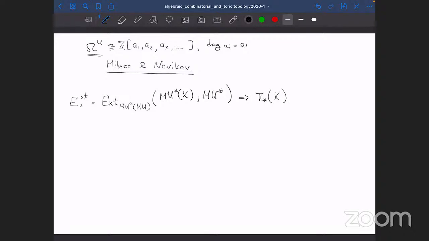As an illustration of this approach, Novikov outlined a complete description of the additive torsion and the multiplicative structure of the special unitary Bordism ring. This result relies on proving the following isomorphism: the special unitary Bordism ring with inverted two, Ω^SU[1/2], is a polynomial algebra with one generator in each even degree starting from four.